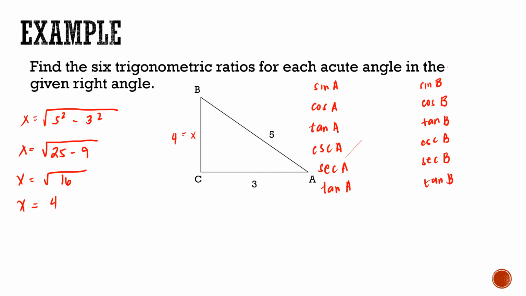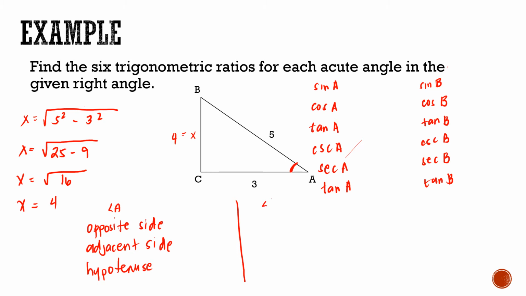Now, one technique that you can apply is to write the opposite, adjacent, and the hypotenuse side of each of the following angles. So if my reference angle is angle A, I can write this as my opposite side, adjacent side, and hypotenuse. Then do the same on the other part, that is B.